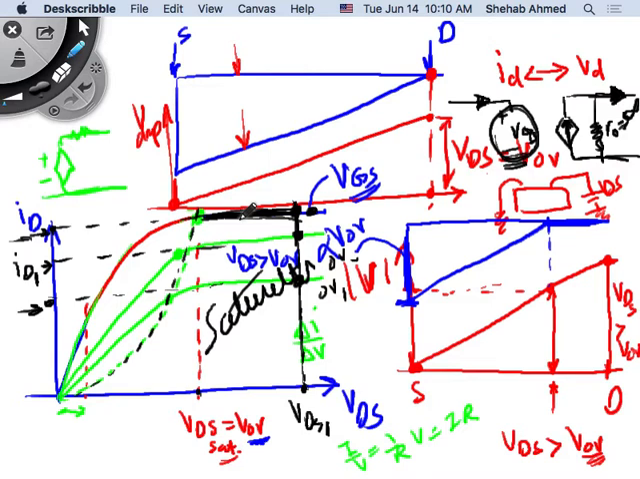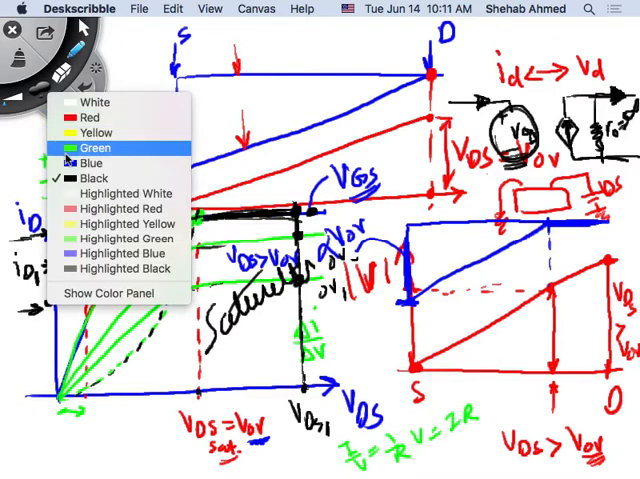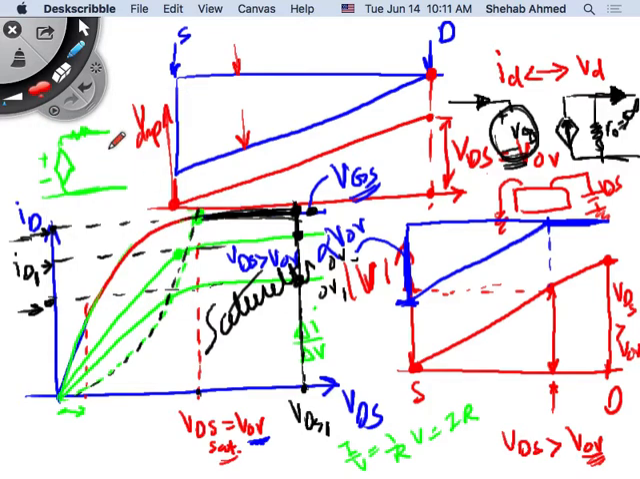There's no such thing as infinite, because if I keep increasing VDS, then this electric field between the drain and the source is doing what? It's going to find any minority carriers that are floating around and make them drift as well. So it will add a little bit of current, right? So in the real case, this curve is not flat. It has some slope.